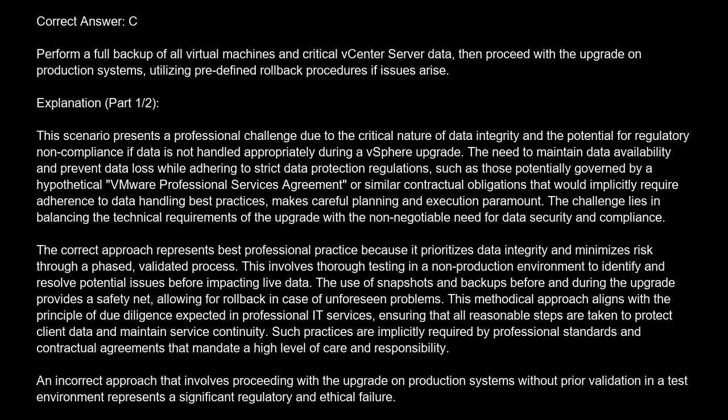The correct answer is C. Perform a full backup of all virtual machines and critical vCenter server data, then proceed with the upgrade on production systems, utilizing predefined rollback procedures if issues arise.